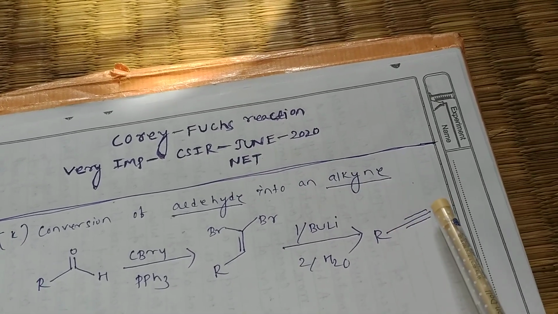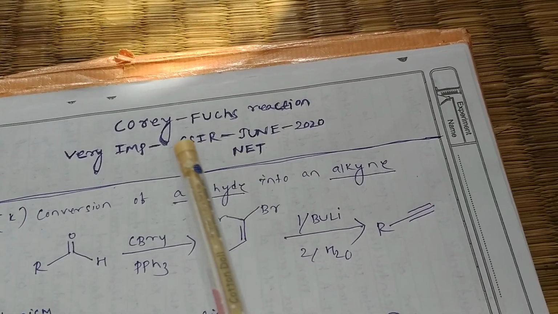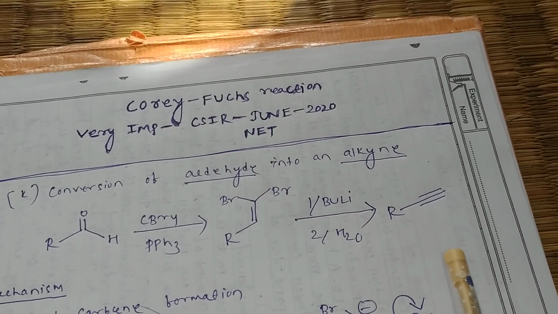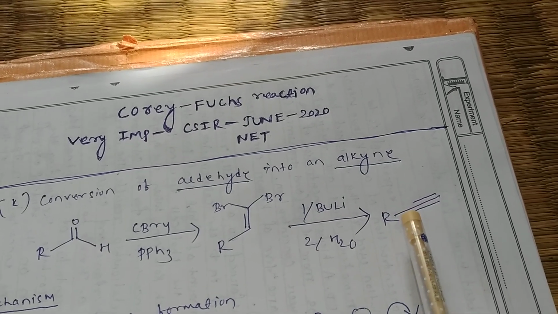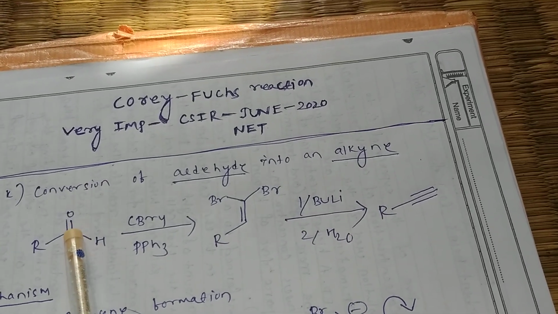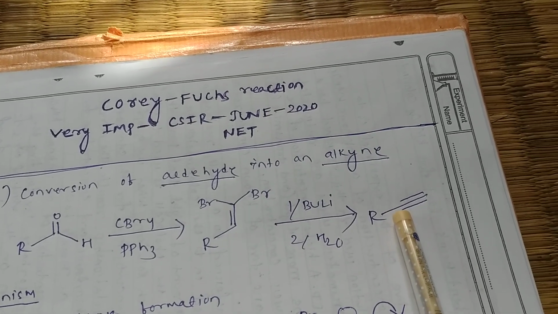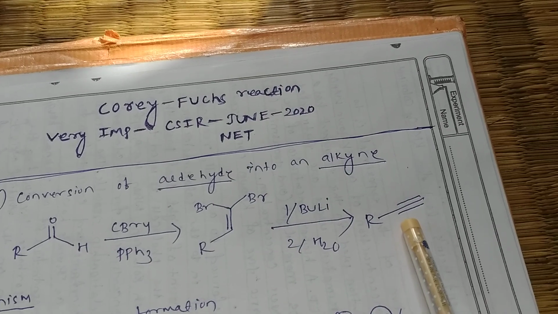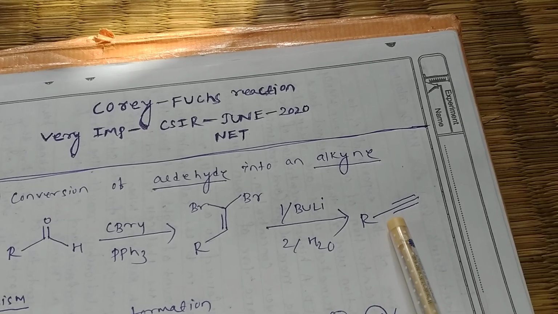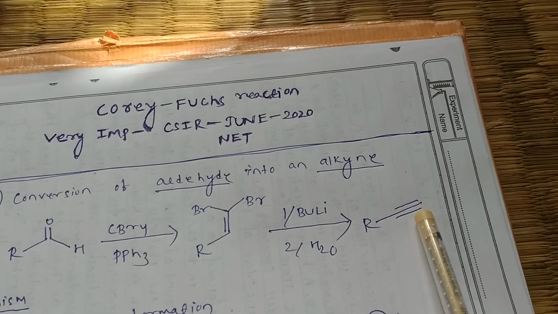In the alkyne there are two carbons, which means there must be a homologation of carbon. So the Corey-Fuchs reaction is very interesting in organic synthesis because it homologates the carbon atom, that is, it increases the number of carbon atoms. Here is only one carbon atom, but after the formation of the alkyne there are two carbon atoms. So there must be an increase in the number of carbon atoms by one. That is very important.